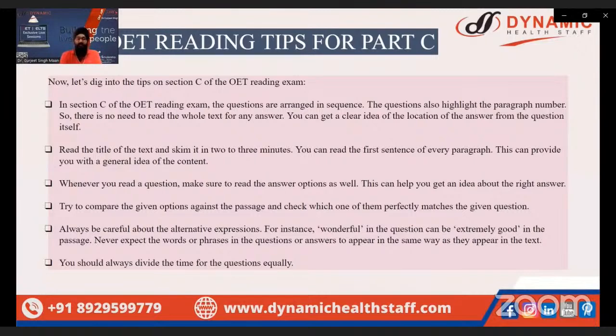Then, an important thing, try to compare the given options. Compare all the 4 options and understand which of them perfectly matches your given question. One thing more, there will be alternative expressions. For instance, wonderful in the question can be extremely good in the passage. So synonyms will be there, but again, you have to understand all the options and compare them, and you will get your answer. That is the only thing you have to do in reading part C.